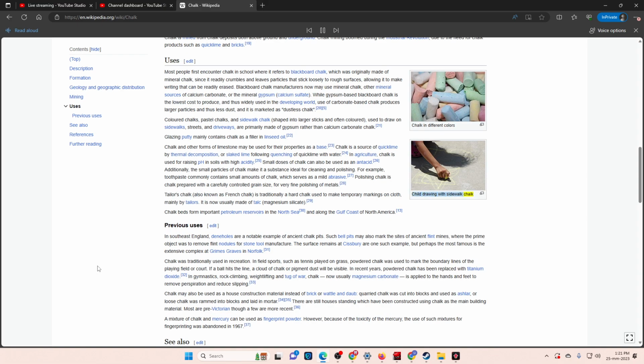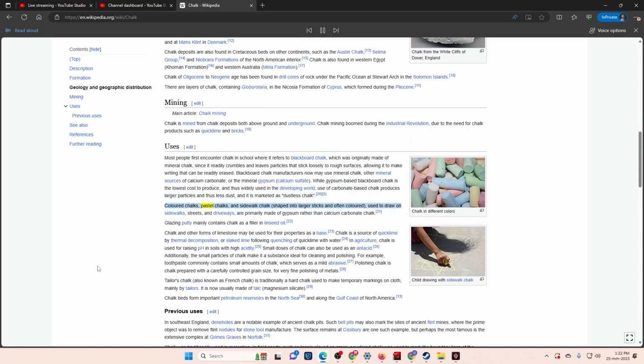Child drawing with sidewalk chalk. Most people first encounter chalk in school where it refers to blackboard chalk, which was originally made of mineral chalk, since it readily crumbles and leaves particles that stick loosely to rough surfaces, allowing it to make writing that can be readily erased. Blackboard chalk manufacturers now may use mineral chalk, other mineral sources of calcium carbonate, or the mineral gypsum, calcium sulfate. While gypsum-based blackboard chalk is the lowest cost to produce, and thus widely used in the developing world, use of carbonate-based chalk produces larger particles and thus less dust, and it is marketed as dustless chalk.